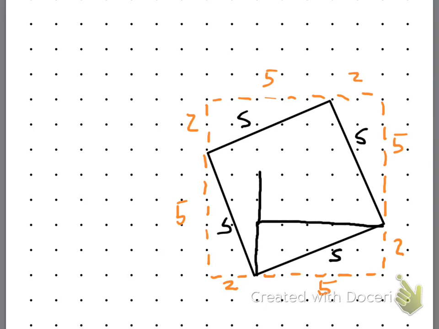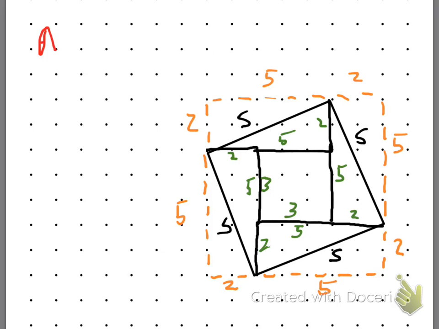So now I make the triangles inside. And I notice that they're each 2 by 5s. And it also makes a square on the inside, so I'm going to go ahead and label all those right triangles as 2 by 5s. They're right triangles. I know their leg lengths, and so I'm going to be able to figure out their areas. And then that inside square is a 3 by 3. I'm going to figure out its area.